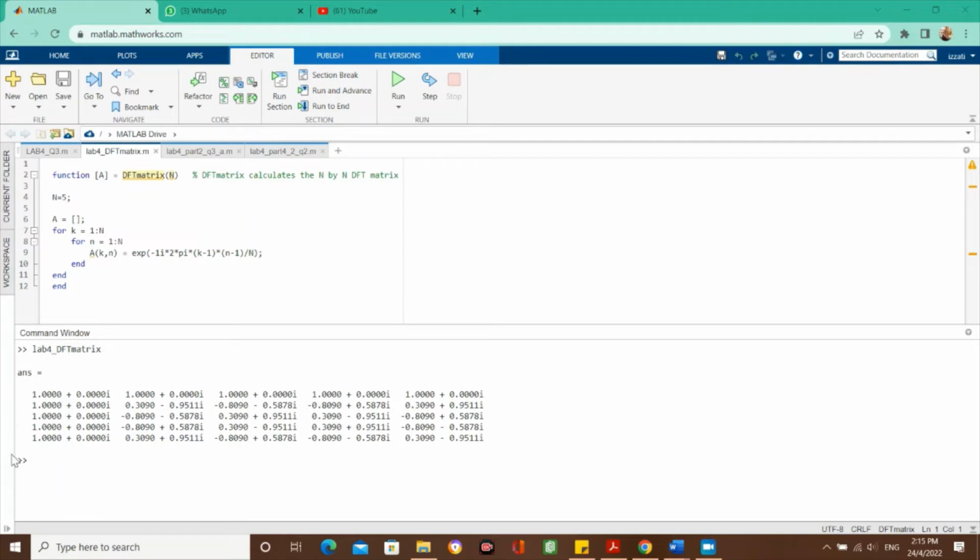After we run the simulation, this is the output that we get for the DFT matrix. The output is represented in matrix vector form.